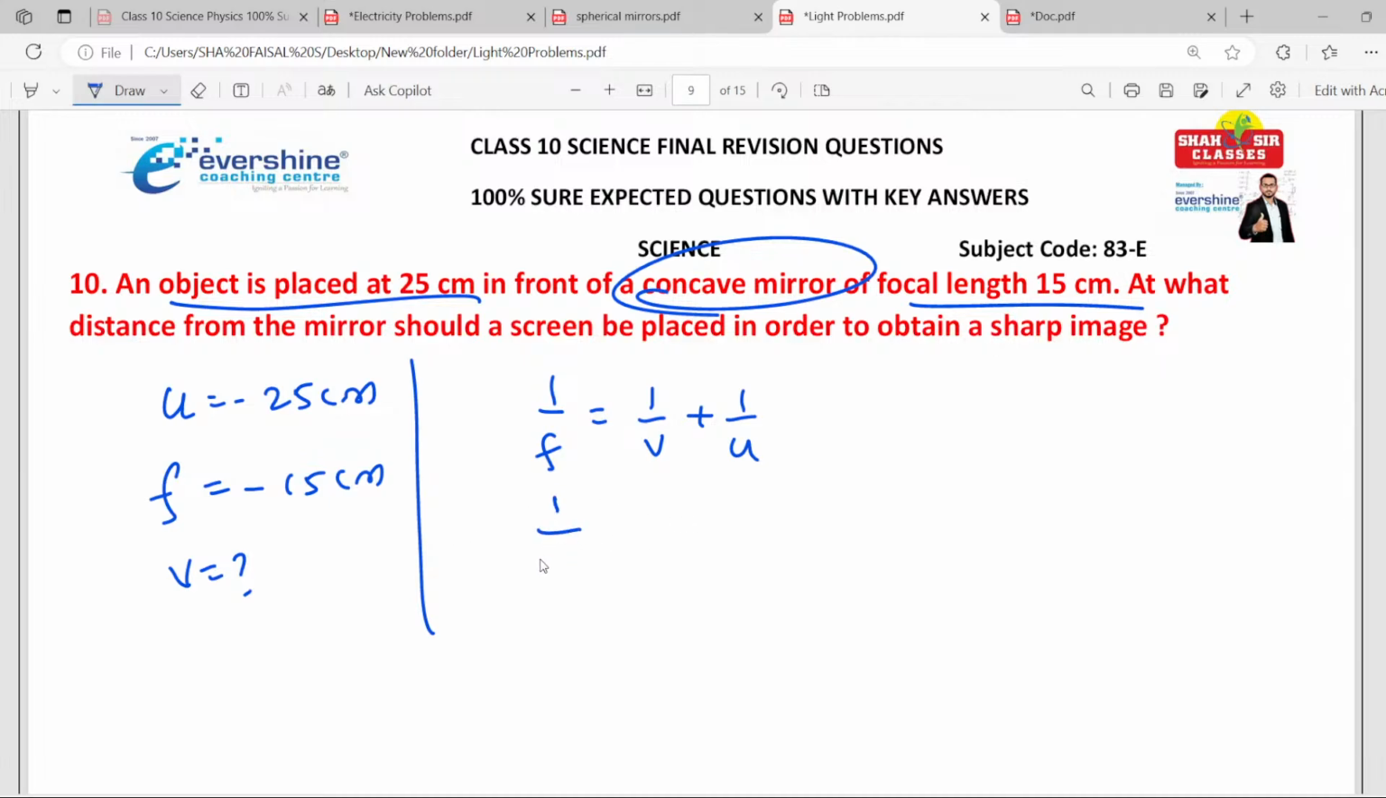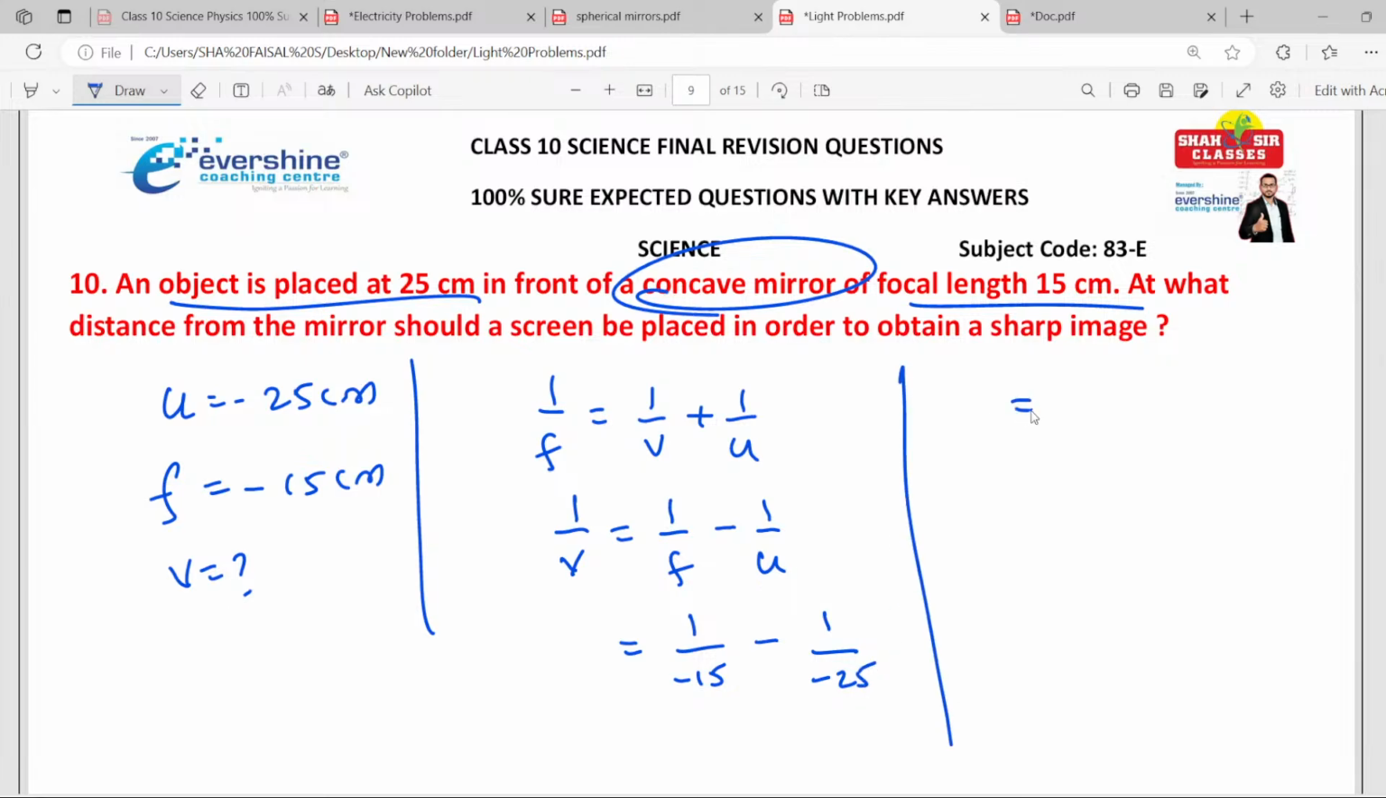Sometimes, children, you can do it like this also. First convert the formula in terms of V, then substitute. It will be easy for you. We want V, so keep 1 by V as it is, equals 1 by F plus 1 by U; U goes to the other side and becomes minus 1 by U. Now substitute: 1 by minus 15 minus 1 by minus 25. 1 by minus 15 is minus 1 by 15, and minus into minus gives plus 1 by 25.